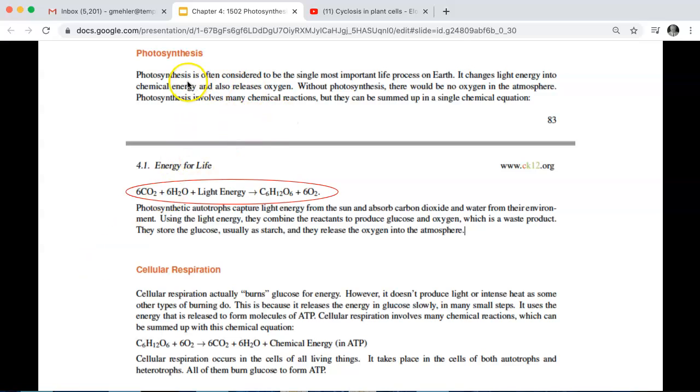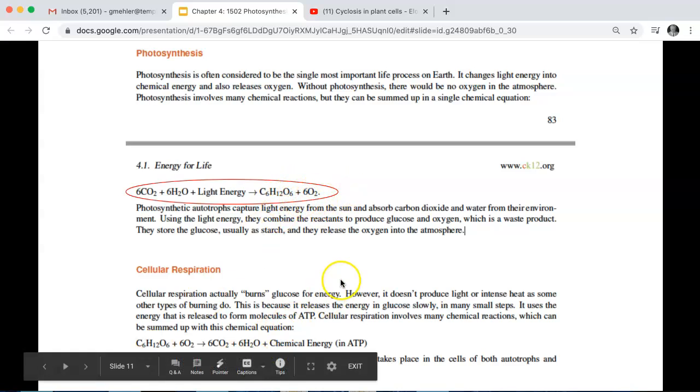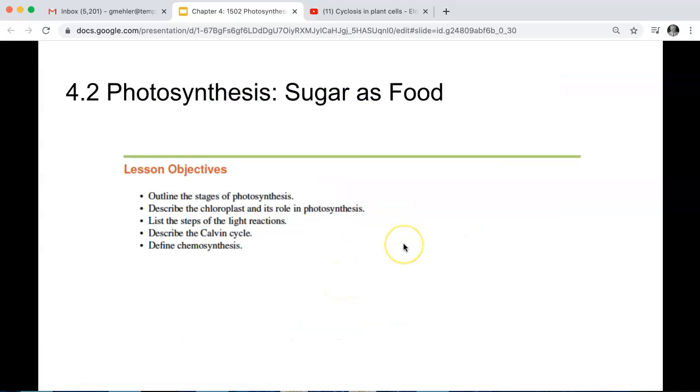Here's another way of looking at it. Make sure you read about photosynthesis. This is the equation for photosynthesis. 6 carbon dioxide molecules, 6 water molecules plus light energy give us glucose. This is the formula for glucose, C6H12O6, and the waste product oxygen. In 4.2, we'll talk about sugar as food.